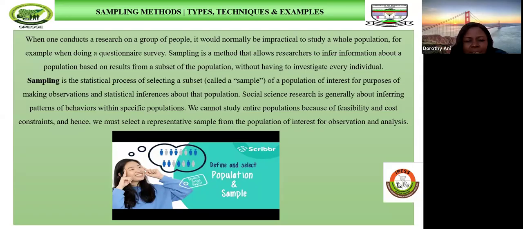So sampling is the statistical process of selecting a subset, that's like a sample, of a population of interest, for purposes of making observations and statistical inferences about that population. Let's take for example, you are studying the internally displaced persons in Benue State.